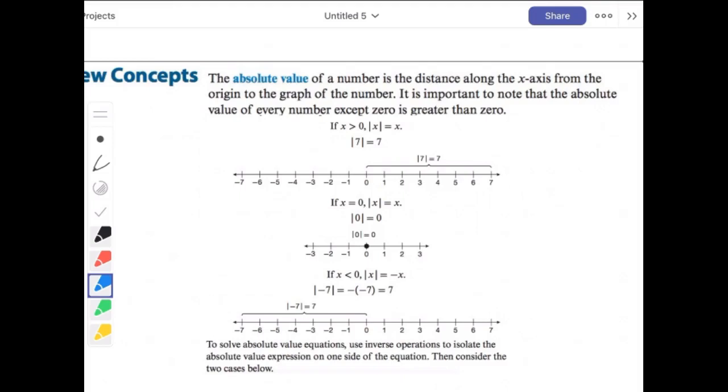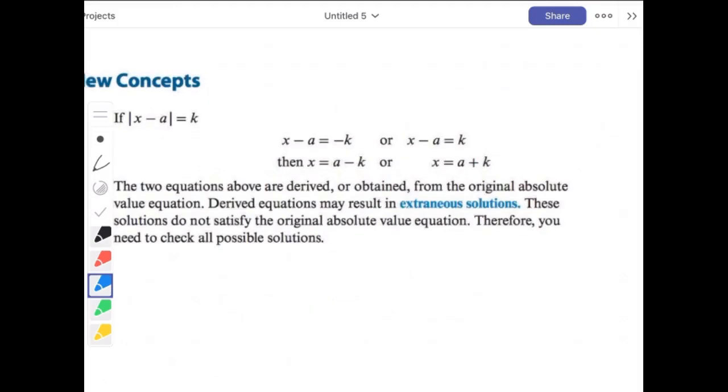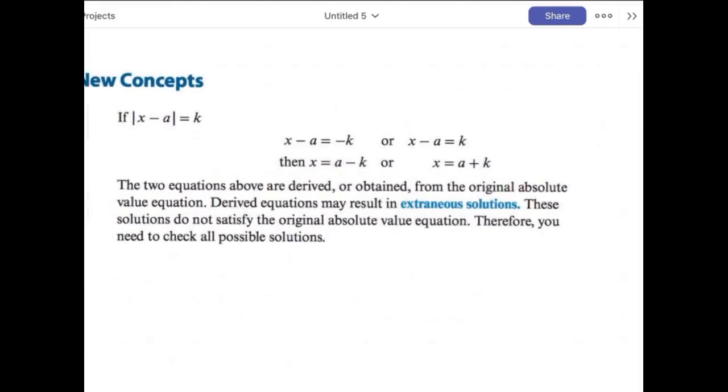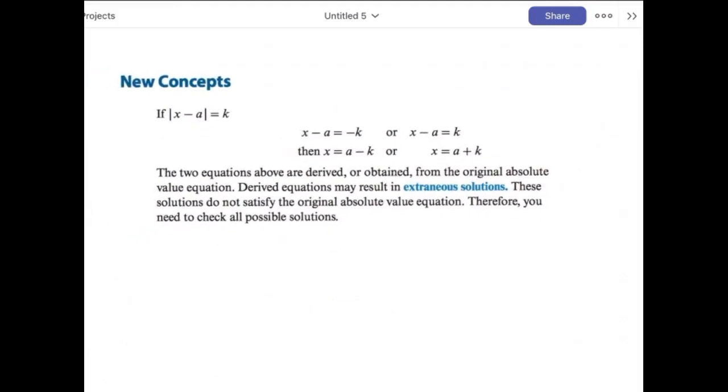To solve absolute value equations, use inverse operations to isolate the absolute value expression on one side of the equation. Then consider the two cases. So here's our two cases. If we have the absolute value of some number, plus or minus some number, is equal to something, we get rid of those absolute value bars, and then we say that it's equal to the negative and the positive of whatever that number is. You can see in the next step, they added that a to both sides. That's kind of the way it works.